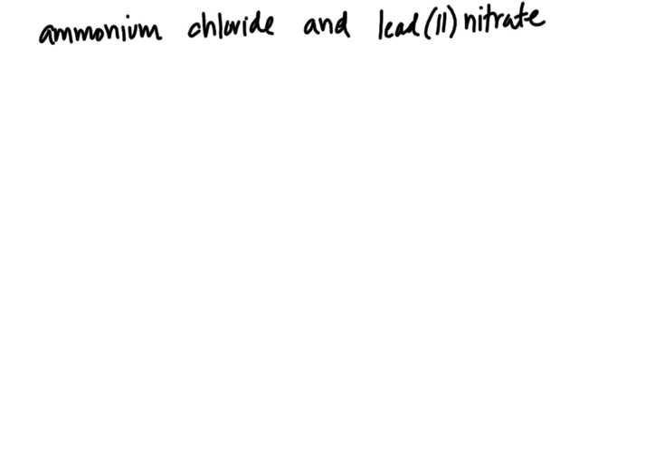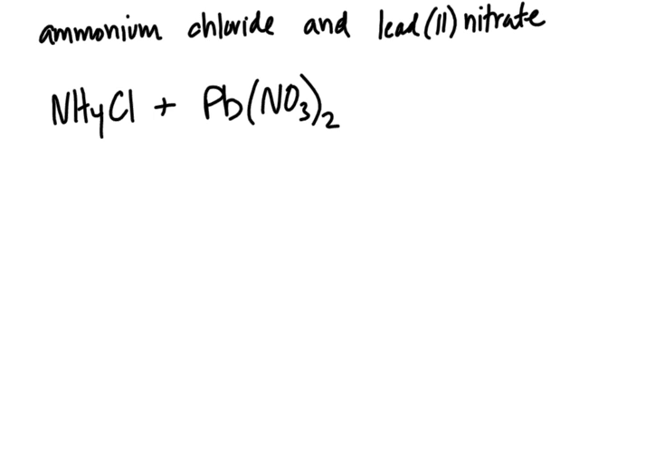Okay, so ammonium chloride is NH4Cl, and lead 2 nitrate is Pb 2 plus, and each nitrate has a minus 1, so there's my lead 2 nitrate. And I need to form the products, and I know what my products are. And pretty much when you have precipitation reactions, it's honestly as simple as this.